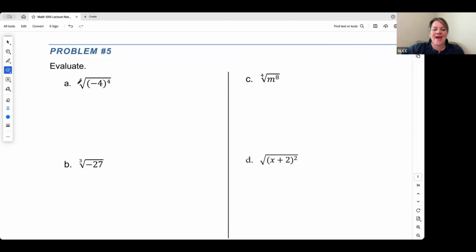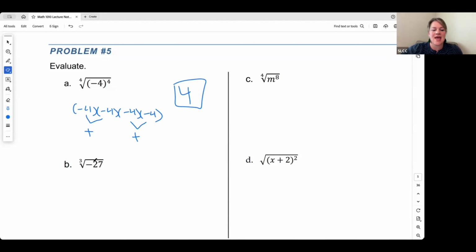We notice that we have an even index, and so we're going to take the absolute value. Why is that? Because we have 4 negative 4s multiplied together, and when you multiply two negatives, you get a positive. So anytime you have this even index, you're taking the absolute value. So the answer to A is 4.